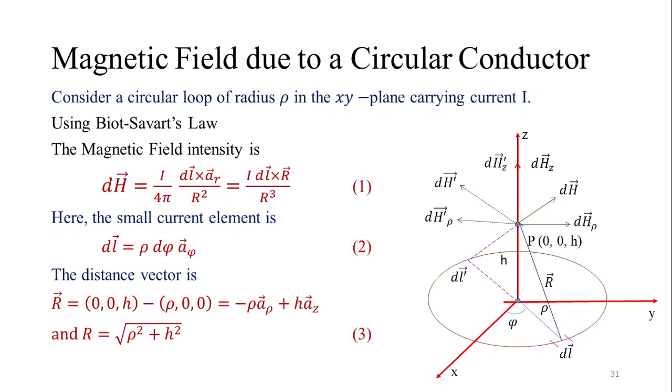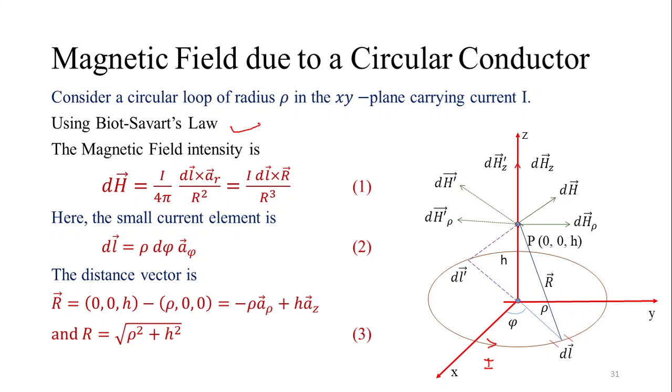Magnetic field due to a circular conductor. Let's consider a circular current carrying conductor. It is the conductor which carries a current I placed in the xy plane, that is at the surface of this diagram. Here the axis which is coming out of the surface is z.